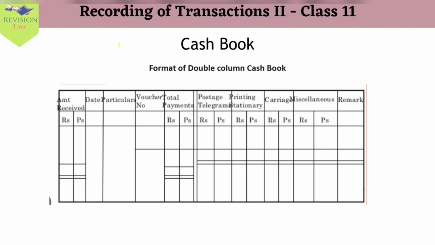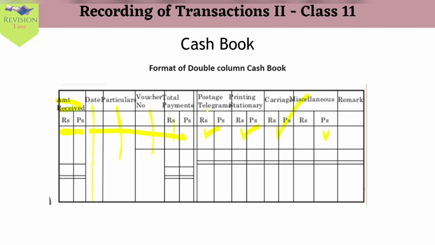So the format of a petty cash book is here: amount received. Amount received is nothing but the Imprest amount which the petty cashier receives, and it is maintained here. Next, date of expenses. Particulars is the expense name, what expense account, voucher number, the serial numbers, and the total payment for a particular expense, how much amount was paid, whether it was for postage or telegram, printing or stationery, carriage, or miscellaneous.